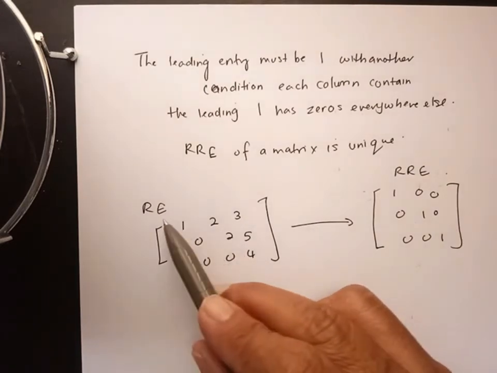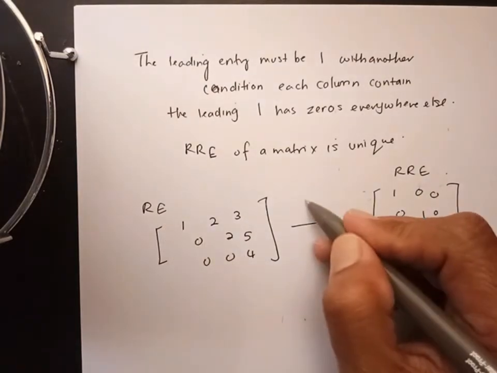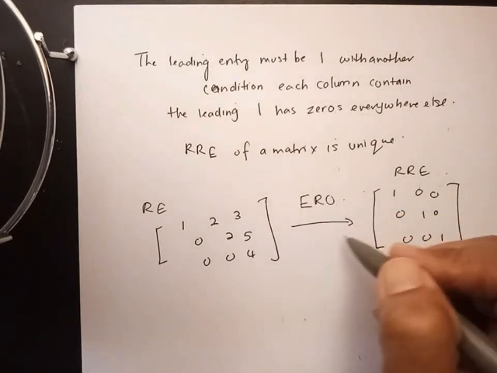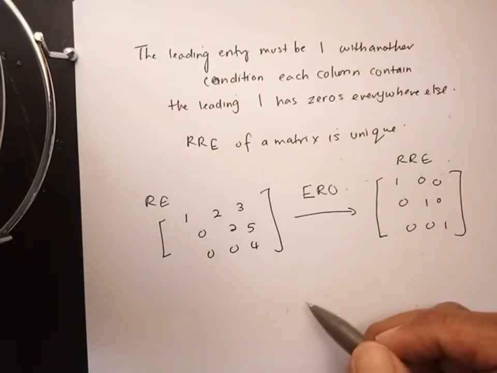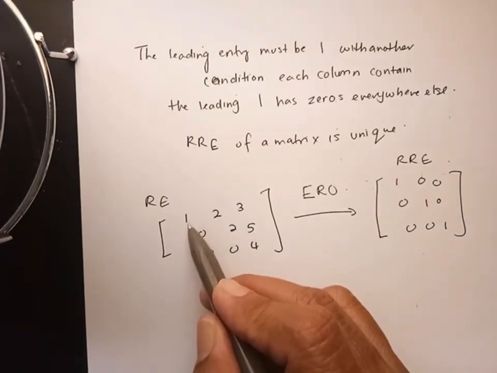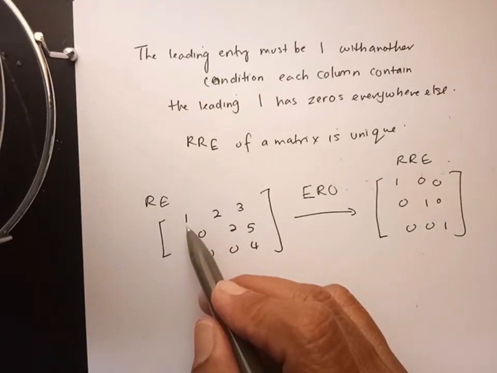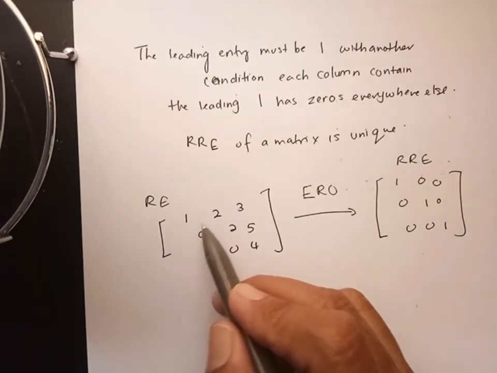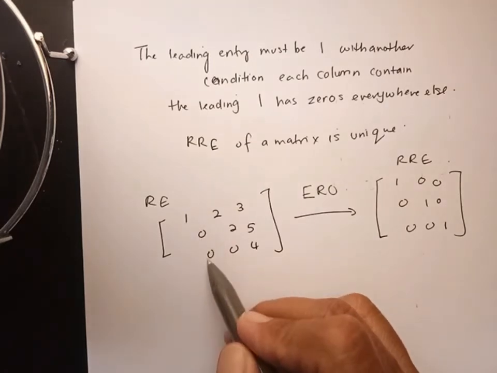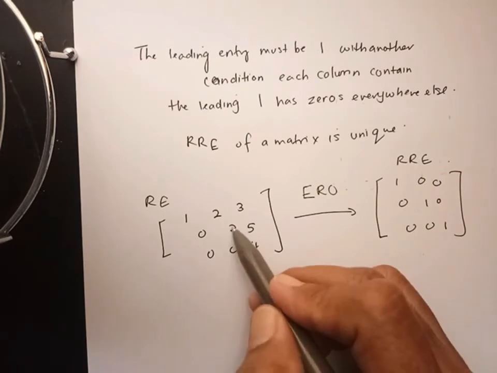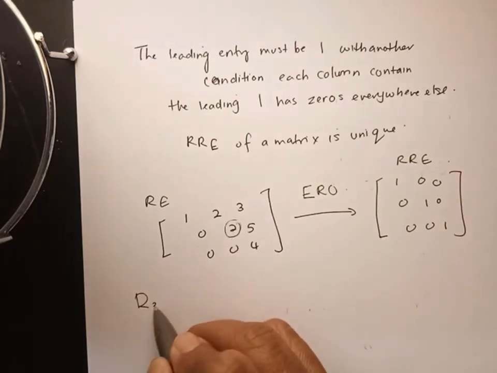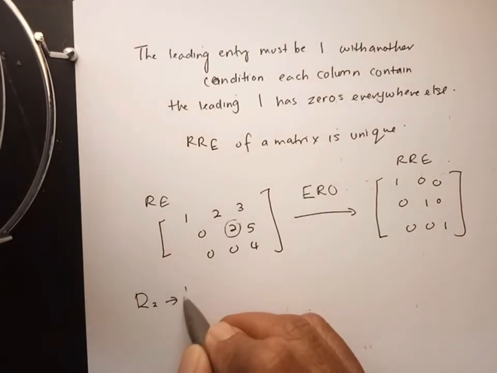To transform from RE to RRE form, we need to perform ERO, elementary row operations. So how do we perform this? Look at this properly. First, since this is 1, then fine. If the first entry is not 1, then we need to change it into 1 first. And the rest are 0, fine. Next, set this to 1. To set this to 1, row 2 needs to be divided by 2.